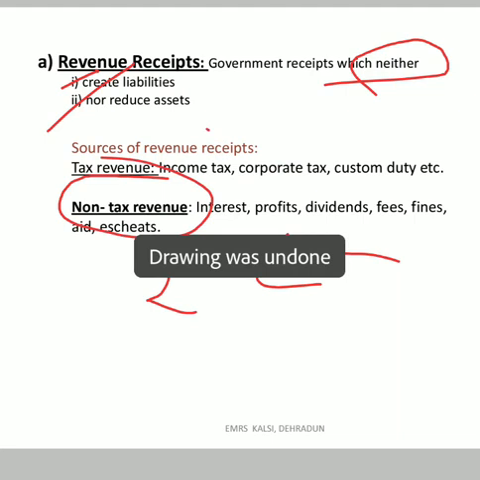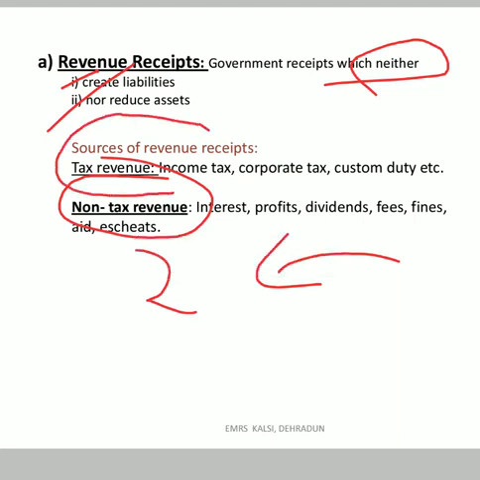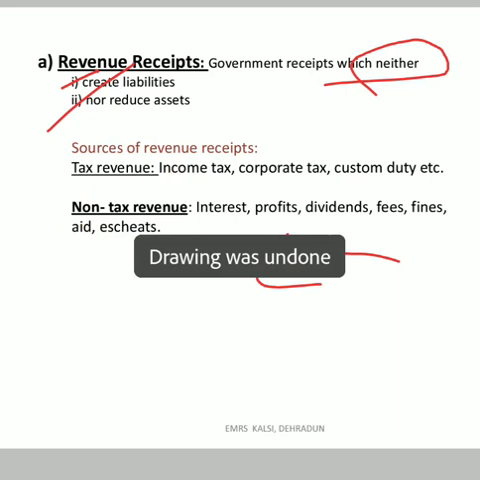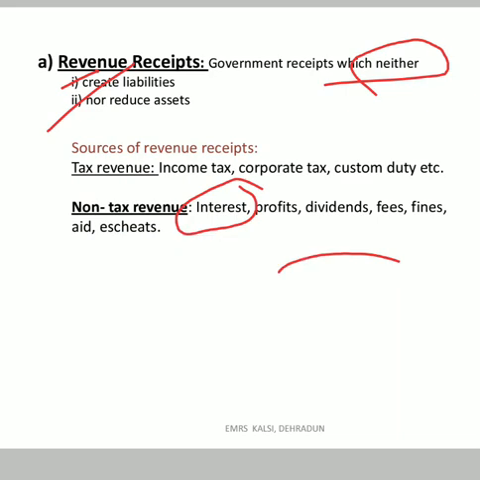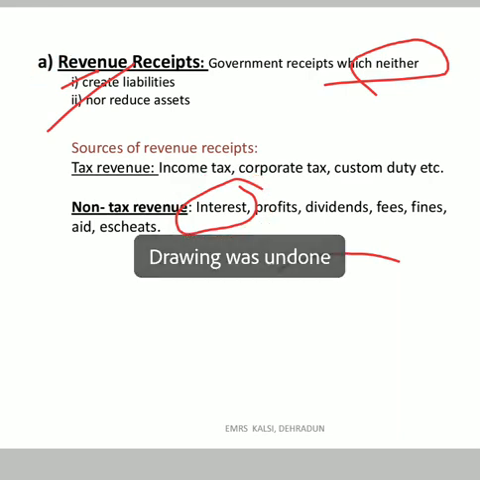The government might be getting money in the form of tax or not in the form of tax. So what are the non-tax revenues? Like interest. If government gave a loan to a state government or any other person, and government is getting interest, government is not supposed to pay the interest back, and neither is the government selling its property. So that interest will be counted as revenue receipts.